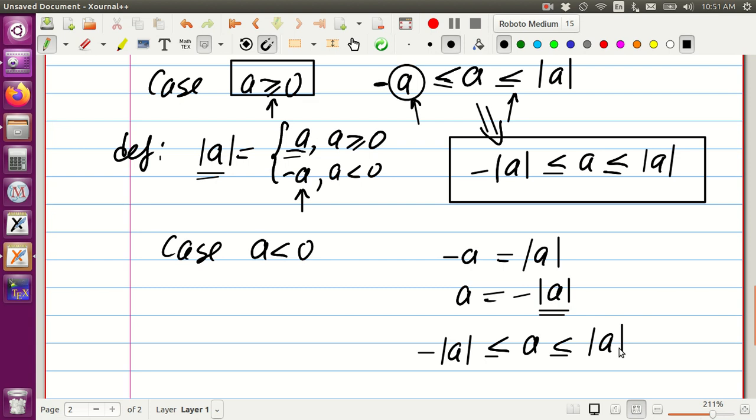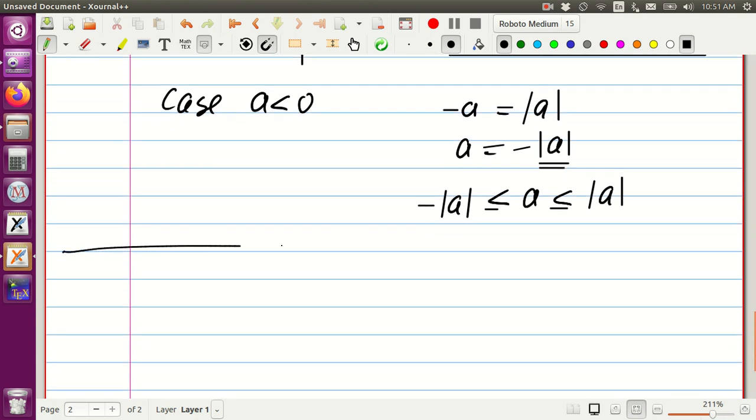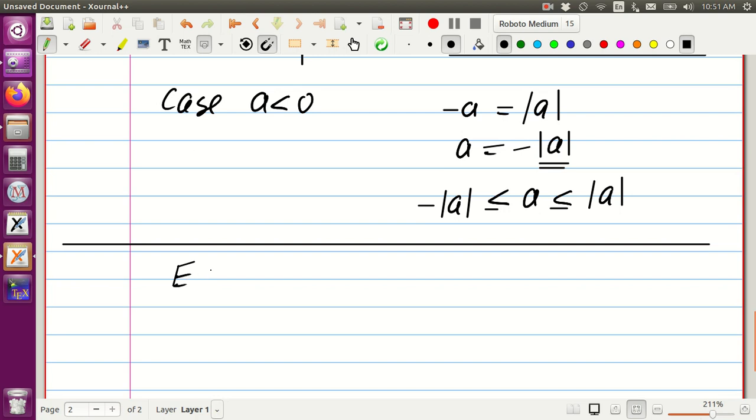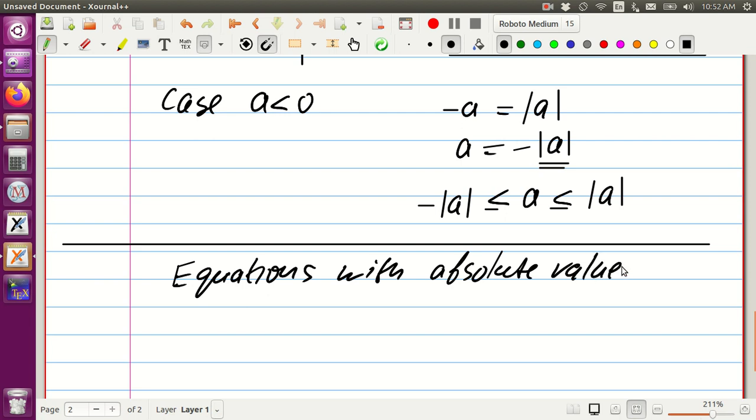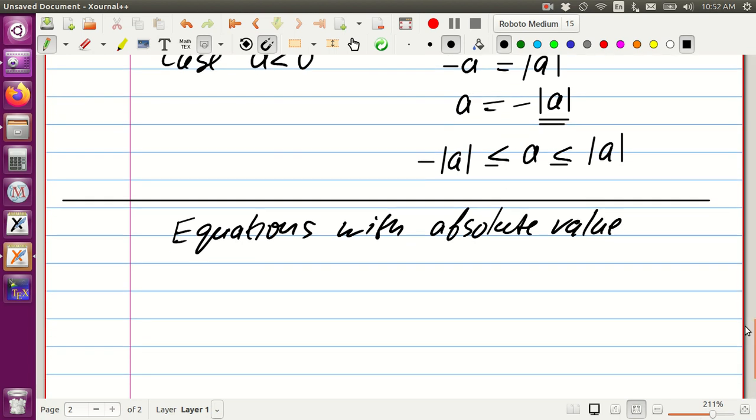So let's solve an equation with absolute value sign. So let's solve equations with absolute value. So I would like to solve an equation. The first example we're going to do is absolute value of x minus 3 is equal to 4.